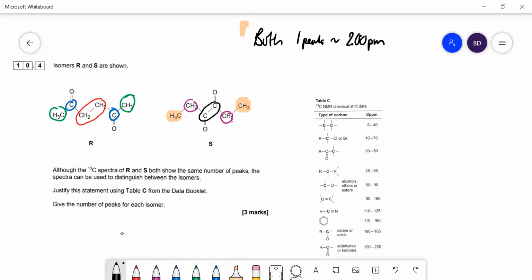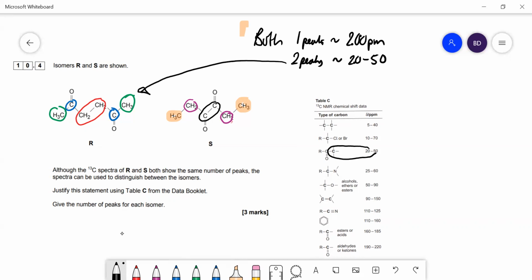Let's look at R. Now, the red and the green, they're both next to carbonyls, aren't they? So you're going to get 2 peaks there next to the carbonyls, which is typically about 50. Let's say 20 to 50 as well. Right? That's for R.